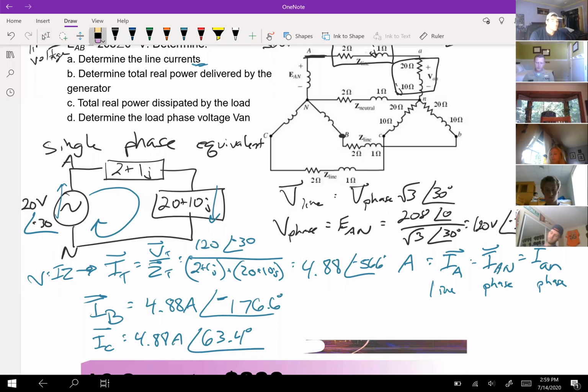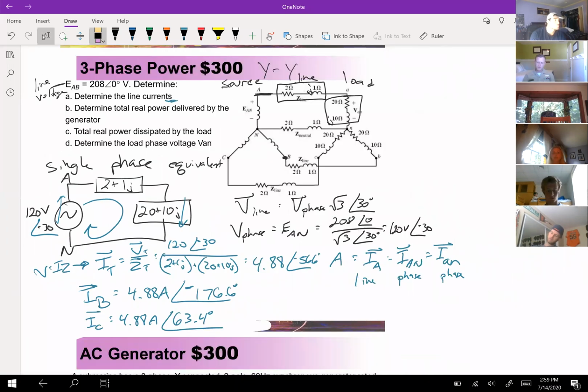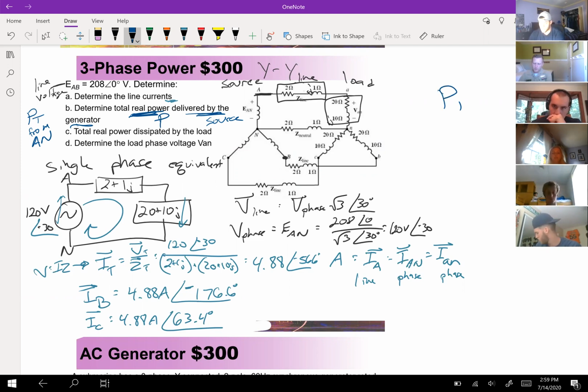Okay, so the next one says, determine the total real power delivered by the generator. So real power is P, right? And it's delivered by the generator. So that's on the source side. Okay, so what I'm asking for in part B is P total, and I'll say from AN. And the AN is because I'm looking at it on the total from the load side, and then I'm going to multiply by 3.